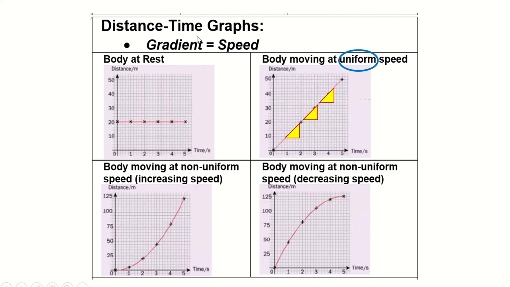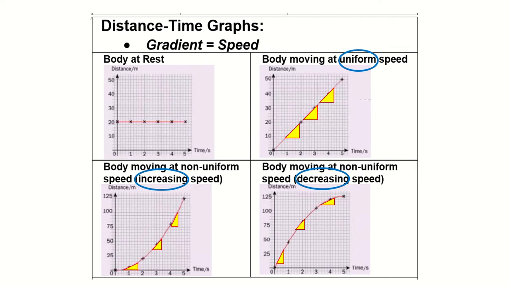In the distance time graph, we established before that the gradient represents the speed. So the bottom two is the same. You can see the one on the left at the bottom, the gradient is increasing, so what we can say is the speed is also increasing. And the one on the right here, the bottom right corner, since the gradient is decreasing, we can say it is decreasing speed.